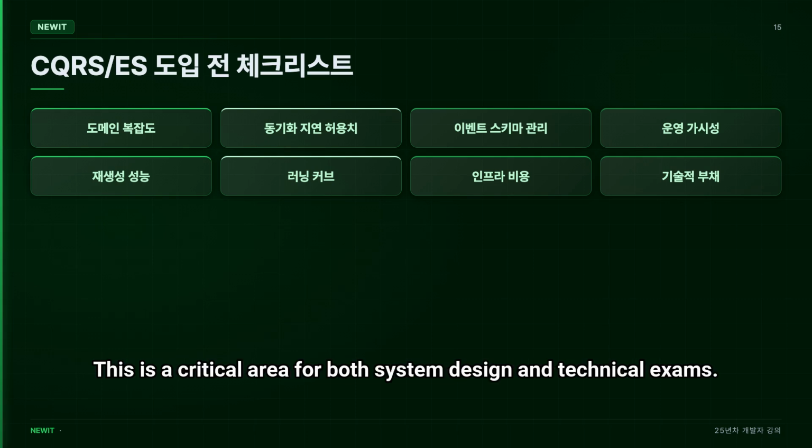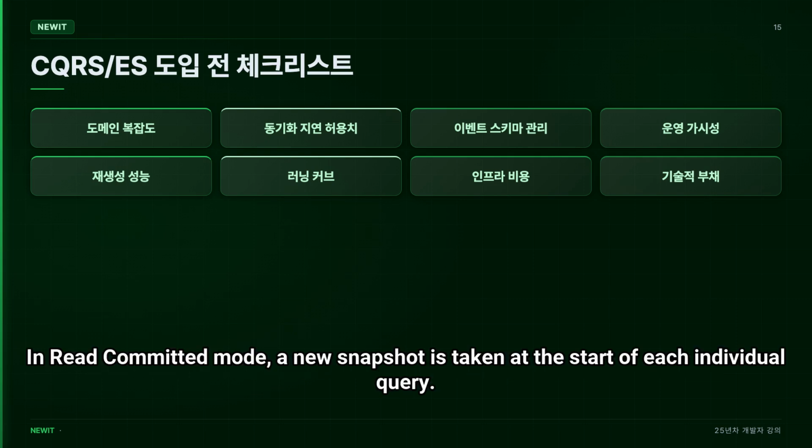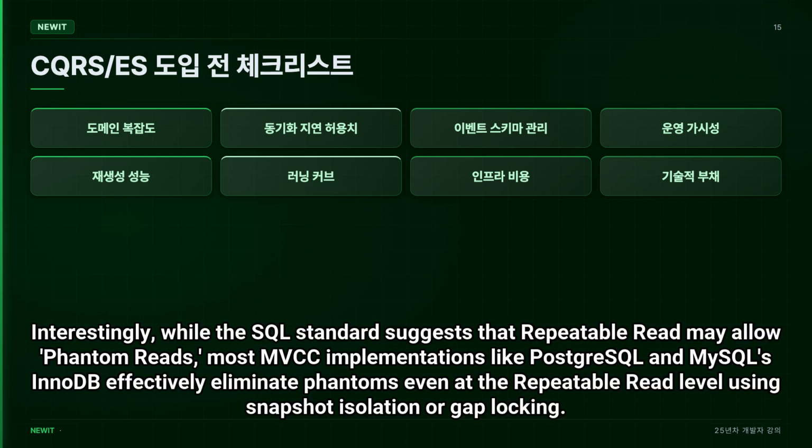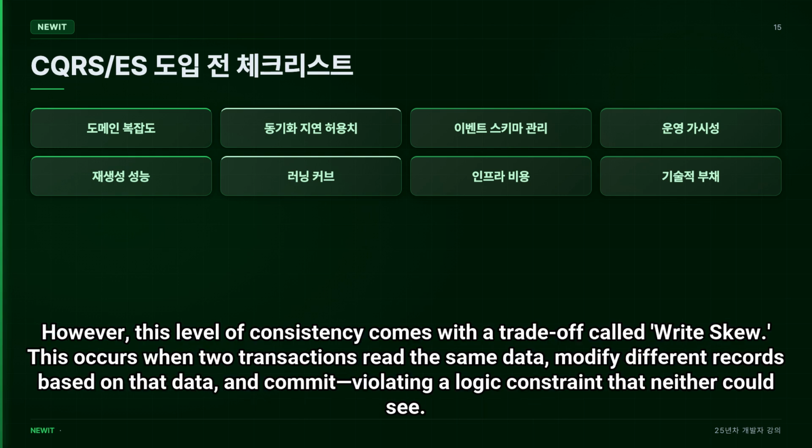This is a critical area for both system design and technical exams. In read-committed mode, a new snapshot is taken at the start of each individual query. In repeatable read, the snapshot is taken only once at the start of the transaction. Interestingly, while the SQL standard suggests that repeatable read may allow phantom reads, most MVCC implementations like PostgreSQL and MySQL's InnoDB effectively eliminate phantoms even at the repeatable read level using snapshot isolation or gap locking.